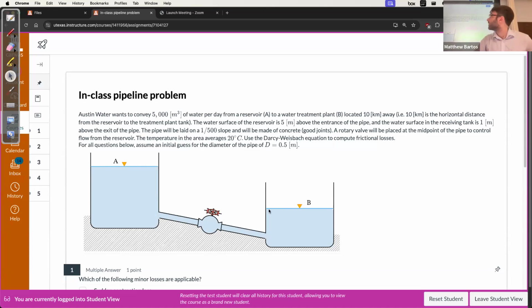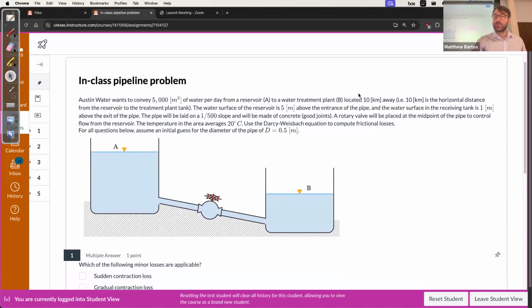So the pipe will be laid on a 1 in 500 slope and will be made of concrete with good joints. A rotary valve will be placed at the midpoint of the pipe to control the flow. Temperature in the area is on average 20 degrees Celsius, so close to normal conditions. I want you to use Darcy-Weisbach for frictional losses.